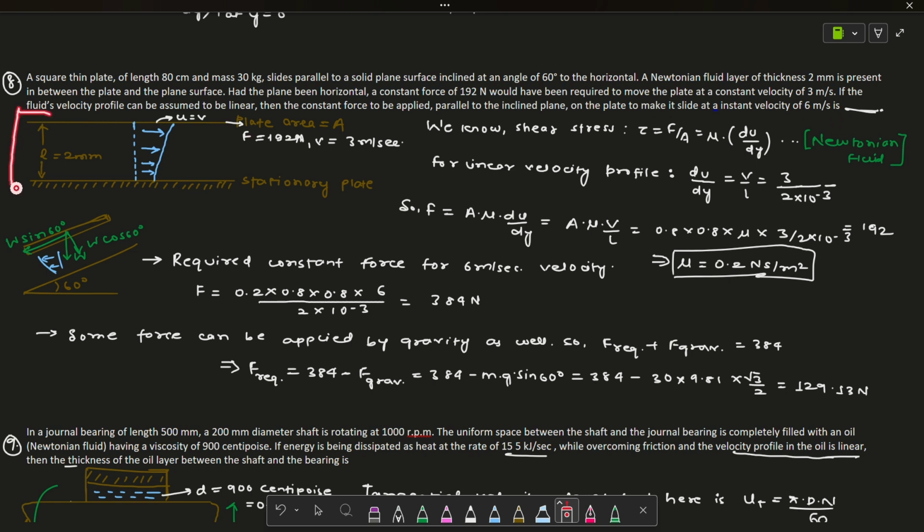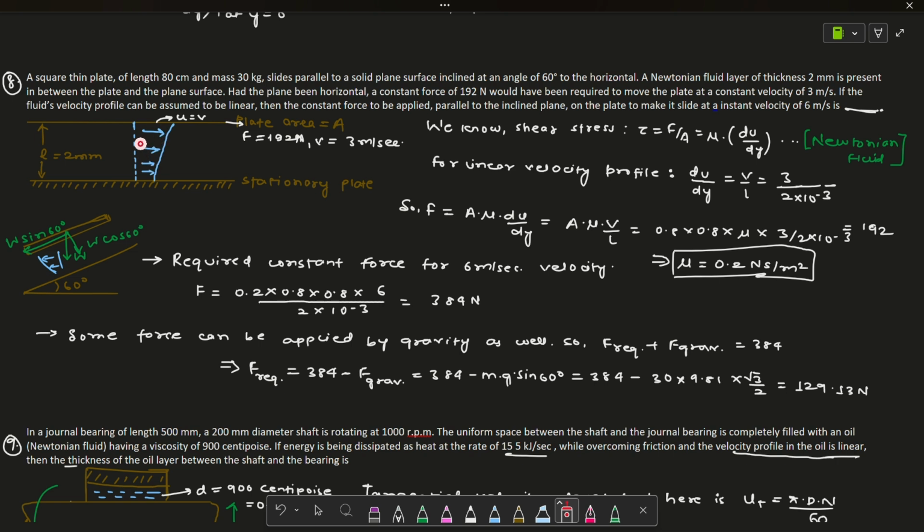Okay, so one arbitrary condition of the horizontal plane has been given. Now they are asking for an inclined plane, and they are asking for the force that is required for the plate to move at a velocity of 6 meter per second. First we will find the coefficient of viscosity, which is not known to us.